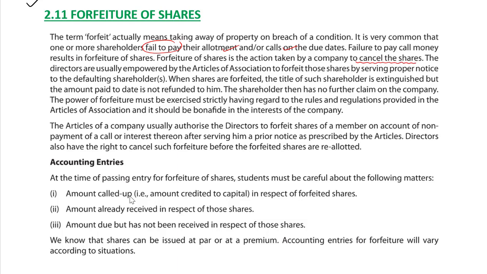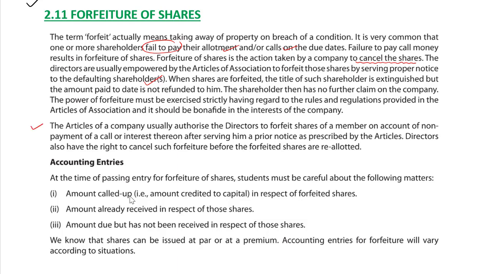The directors are usually empowered by the Articles of Association to forfeit those shares by serving proper notice to the defaulting shareholders. When shares are forfeited, the title of such shareholder is extinguished, but the amount paid to date is not refunded to him. The shareholder then has no further claim on the company. The power of forfeiture must be exercised strictly, having regard to the rules and regulations provided in the Articles of Association, and it should be bona fide in the interest of the company.